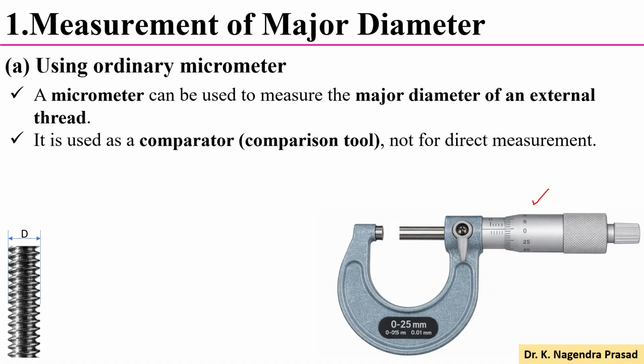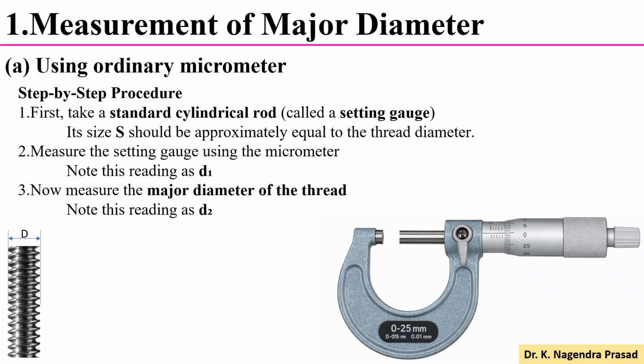A micrometer can be used to measure the major diameter of an external thread, and the ordinary micrometer is used as a comparator, not for a direct measurement. So in the ordinary micrometer, we are comparing the outer diameter of the screw thread with the help of the setting gauge. Let's see the procedure of how to measure the major diameter by using the ordinary micrometer.